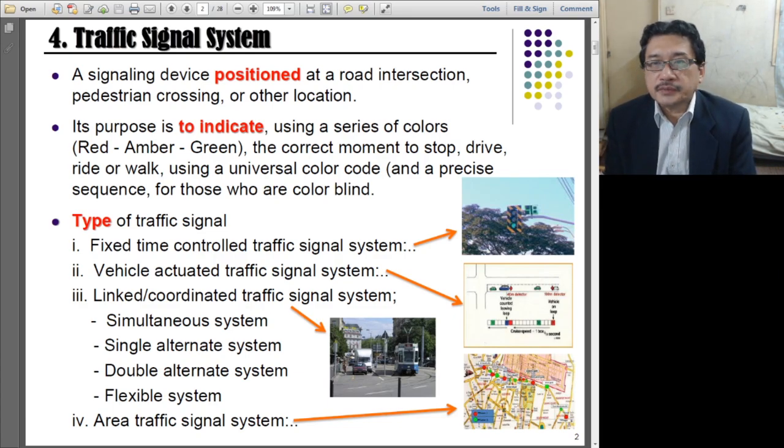There are various types of traffic signal: fixed time control traffic signal system, vehicle actuated traffic signal system, link coordinated traffic signal system, which consists of simultaneous system, single alternate system, double alternate system, or a flexible system. And the next type is the area traffic signal system.